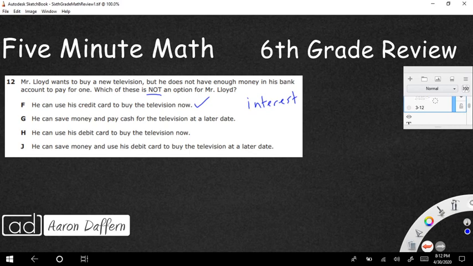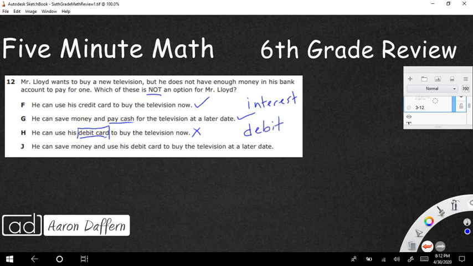He can save money and pay cash for the television at a later date. Yes, he can. As long as he has enough cash, they will always take cash. That's assuming he can wait that long. He can use his debit card to buy the television now. That is not going to work, because a debit card is tied to a checking account.